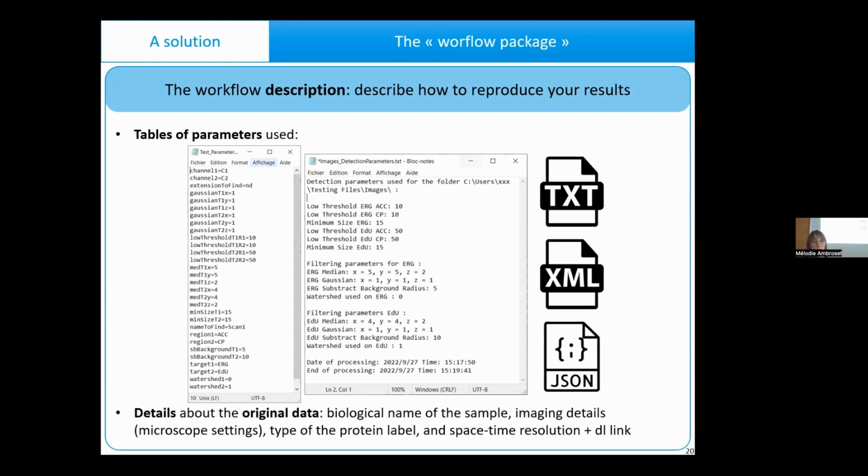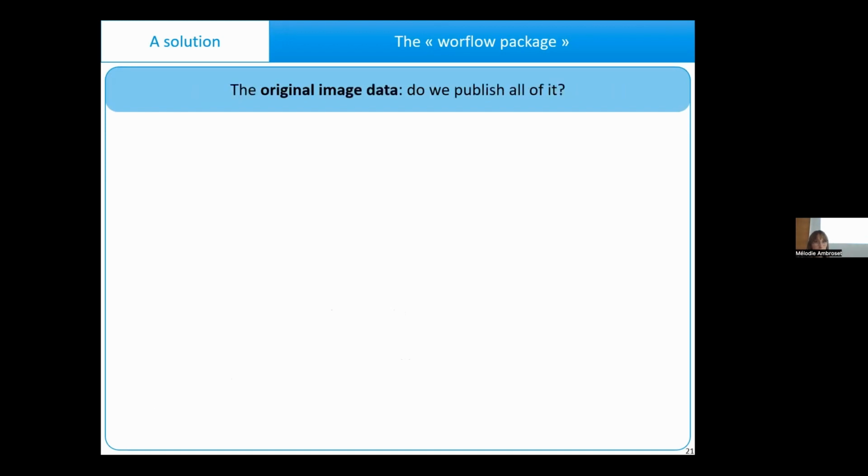The description should also have details about the original data, like the biological name of the sample, the type of tissue if you used any, the space and time resolution, and a download link for the data, which brings me to the third element of a workflow package, which is the original image data.